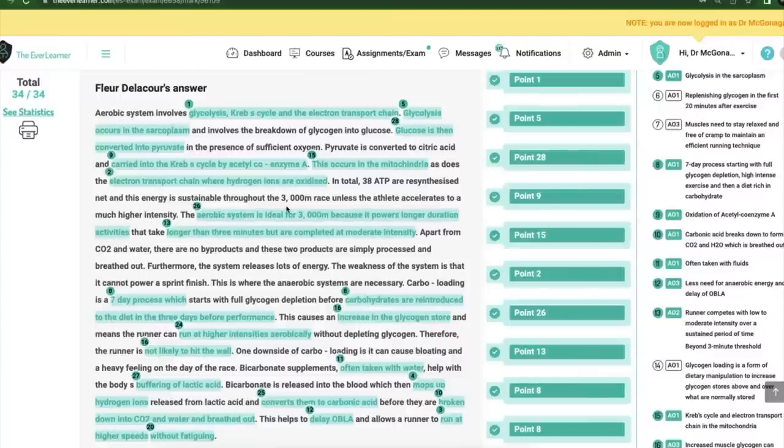The aerobic system is, so I'm now going into why it's ideal, the positives, ideal for the 3,000 meters because it powers long duration activities.